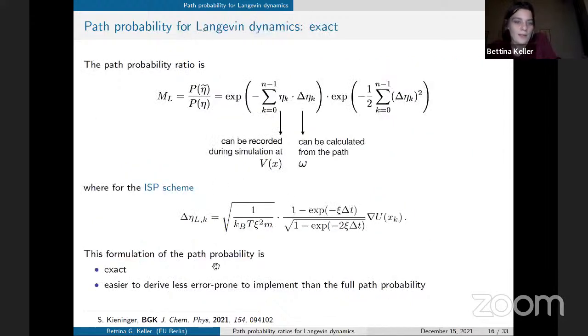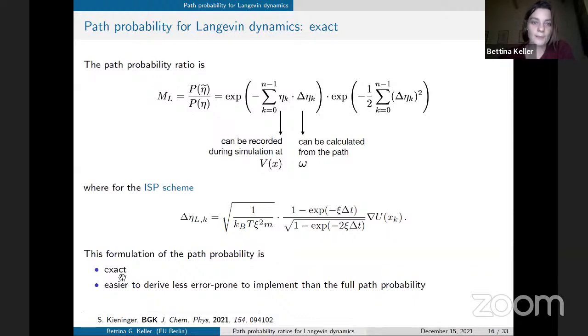So the idea now is that in order to calculate this path probability ratio, you record the random numbers of your biased simulation eta k, you calculate delta eta k, and you evaluate this function. And for the ISP scheme, delta eta k looks like this. We have here the gradient of the bias, and we have here a factor xi delta t, that's the friction times the time step. And we have here a prefactor that depends on the temperature.